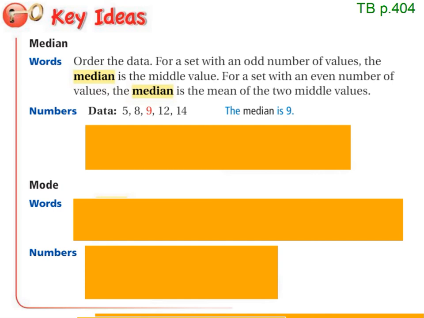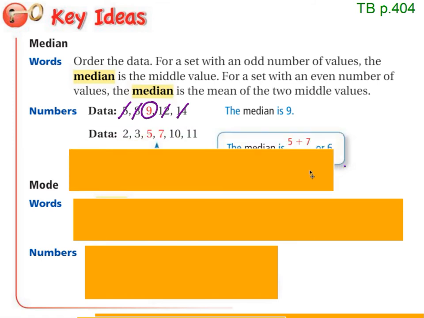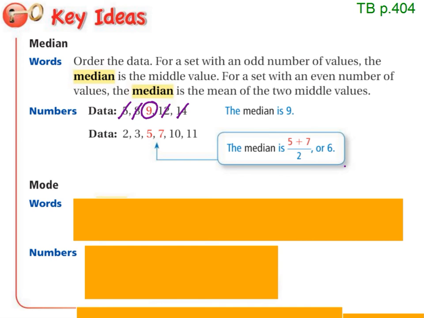In my first data set, I have 5, 8, 9, 12, and 14. If I were to cross off one value from each side until I found the middle, I would be crossing off 5 and 14, 8 and 12, and 9 becomes my median. This will always work with a set of data that has an odd number of data. Next we're going to talk about what if there is an even set of data.